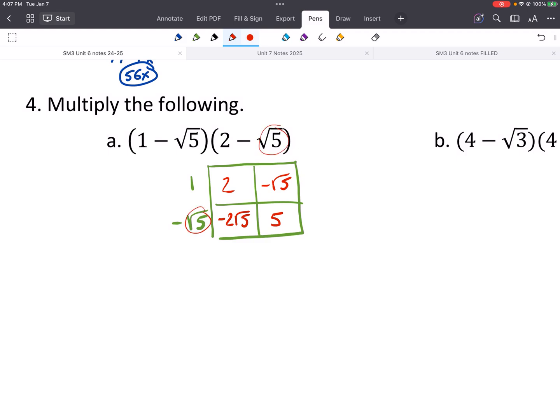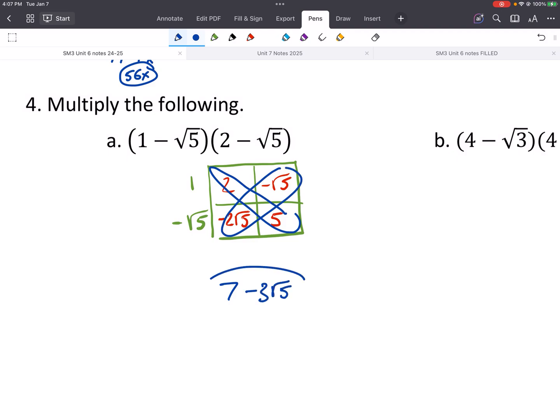Square root of 5 times the square root of 5 will just give us 5. Negative times a negative will give us a positive. Okay, and then we just combine like terms. So these are like terms, so that would give us 7. These are like terms, that would give us negative 3 square roots of 5. And there we go.